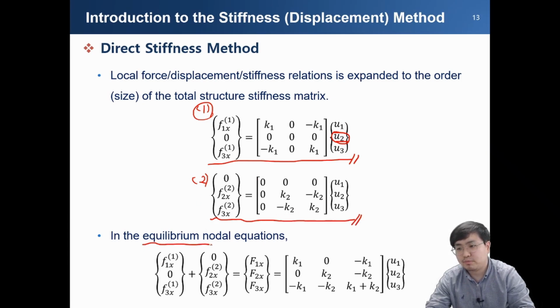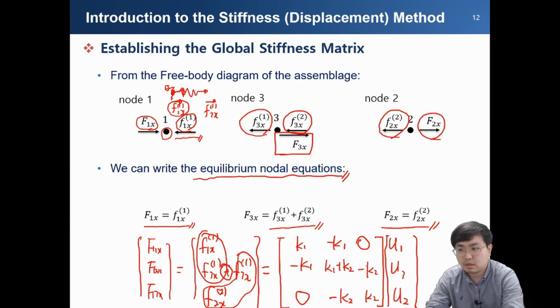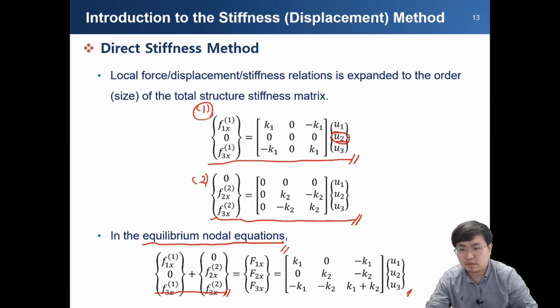And then from the equilibrium nodal equation, we can say that F1x, F2x, F3x are the summation of the local stiffness forces. So the final equation looks like this. Compared to the previous slide, I made some mistake here, maybe 3x and this part 2x. So this is the same, but we have some different node indexes here, but the result is very similar.